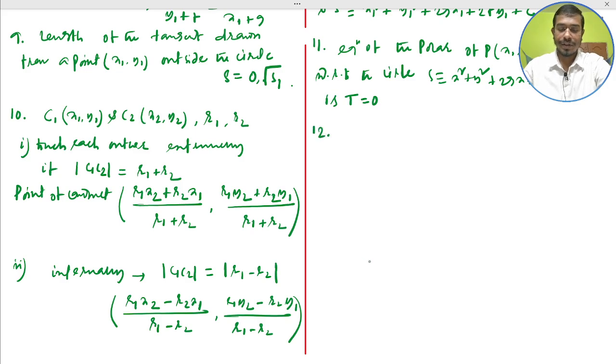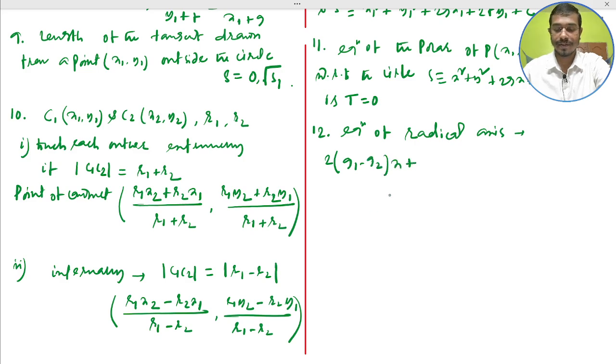Next, the equation of radical axis. This is for the JEE Advanced. That is twice g1 minus g2 into x plus twice f1 minus f2 into y plus c1 minus c2. This is equal to 0.